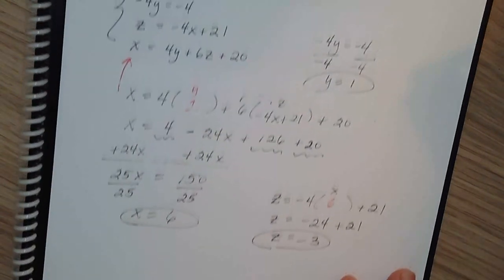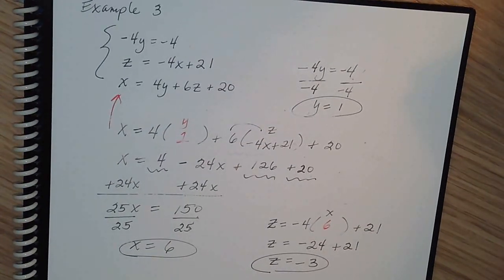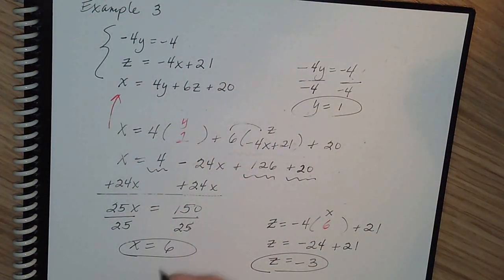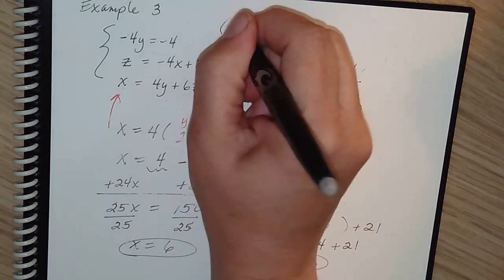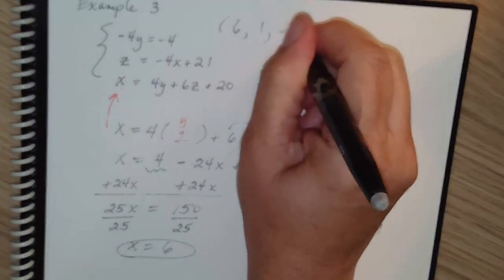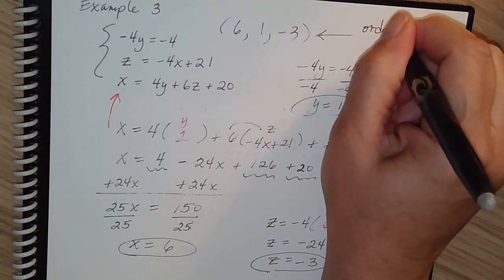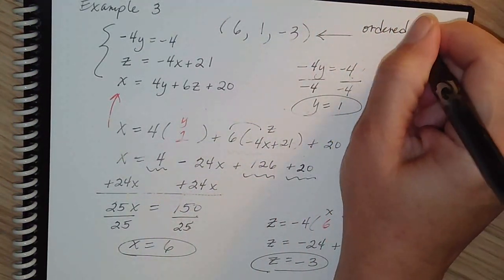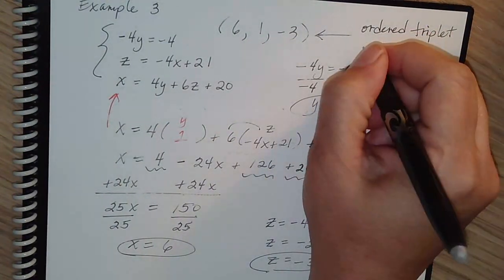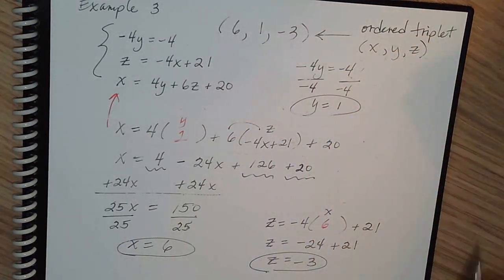So my 3 equations all cross at one point, and that point is, I'll write it up here, 6, 1, negative 3. This is called an ordered triplet, as opposed to an ordered pair, because there are 3 values, and it has to be written x, y, z in that order.